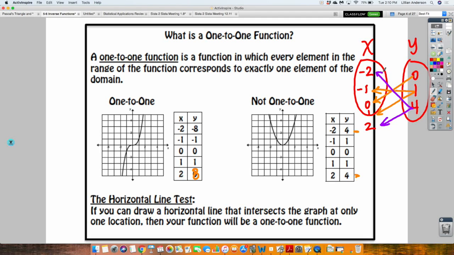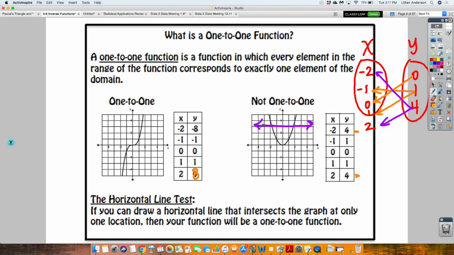Another way to determine if a function is one-to-one is the opposite of the vertical line test. A vertical line test tells you if you have a function. The horizontal line test tells you if you have a one-to-one function. If you can draw a horizontal line that intersects the graph at only one location, then your function is one-to-one. That's why your parabola is not one-to-one.